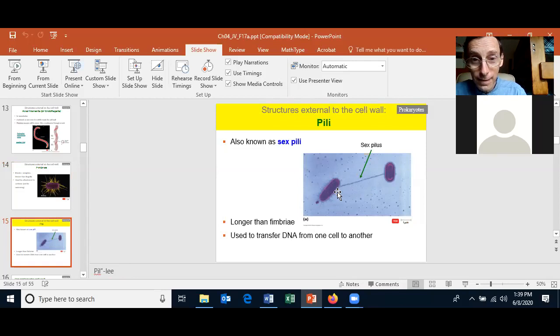And then this sex pili acts as a winch to bring the two cells closer together. They do not have to be touching for the sex pilus to work. The sex pilus is hollow, and a plasmid can then leave this F plus cell and then move into the F minus cell. The point is that the sex pili is used to transfer DNA in a plasmid from one cell to another cell. Any questions about any of that?